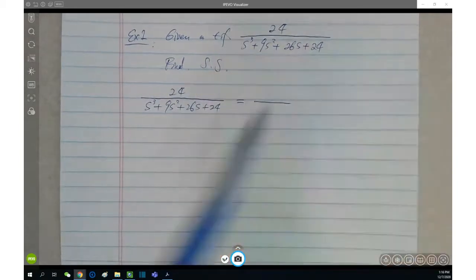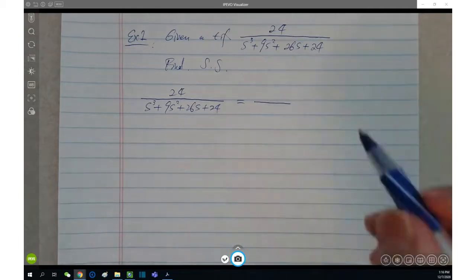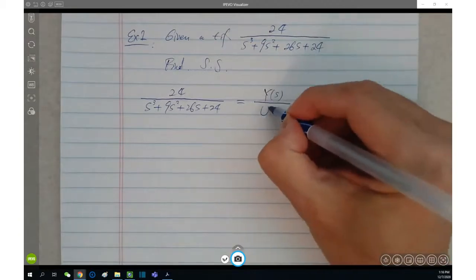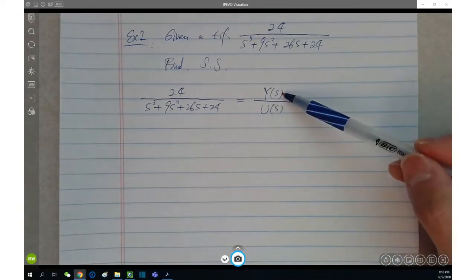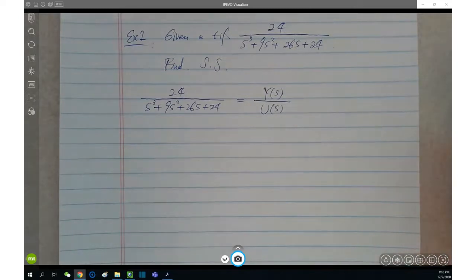Be fully aware that this transfer function is a closed loop transfer function. Given the transfer function of the system, it won't be the open loop transfer function, because the closed loop transfer function is the entire system transfer function. Closed loop transfer function equals what? What are these? Numerator is what? Denominator is what? Exactly, it's output over input. That makes perfect sense. This is the closed loop transfer function.